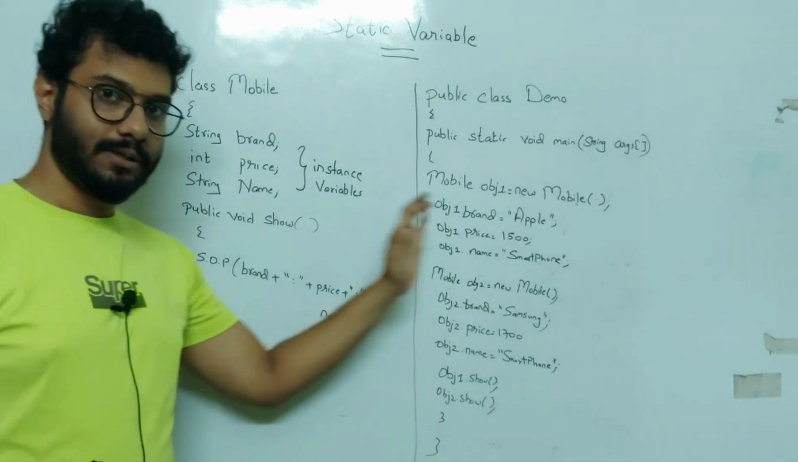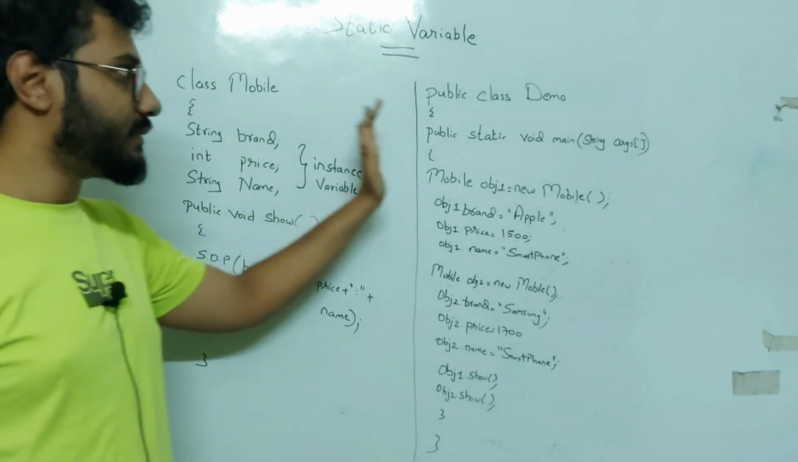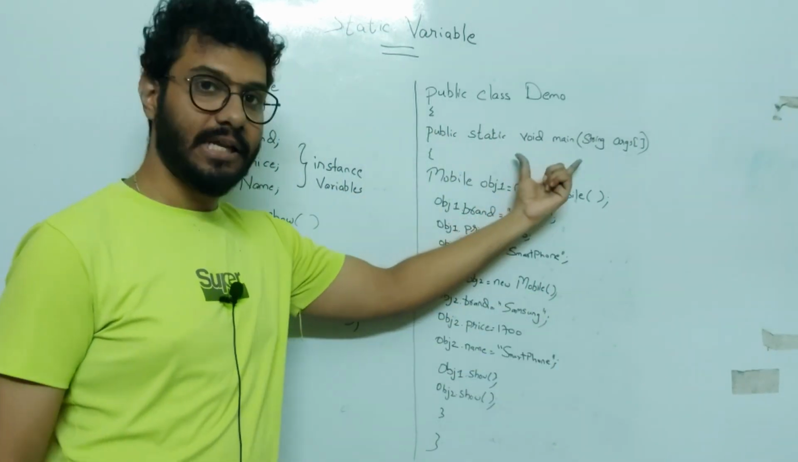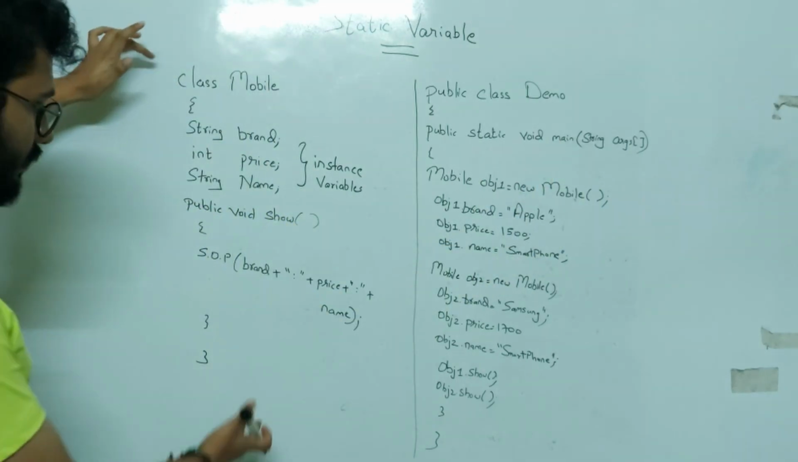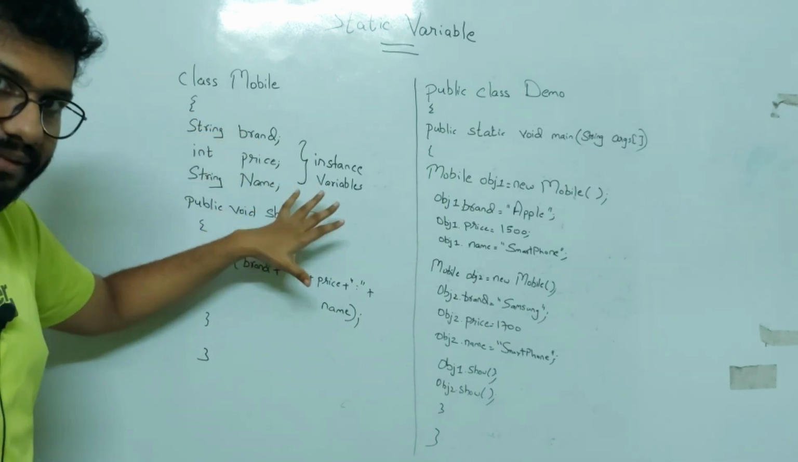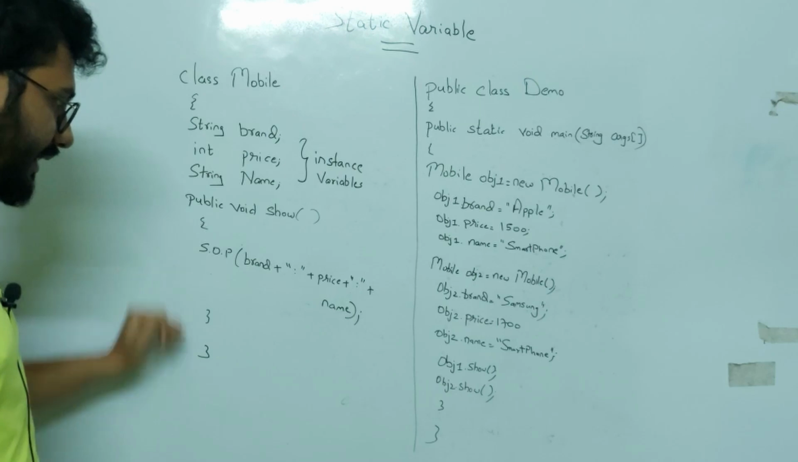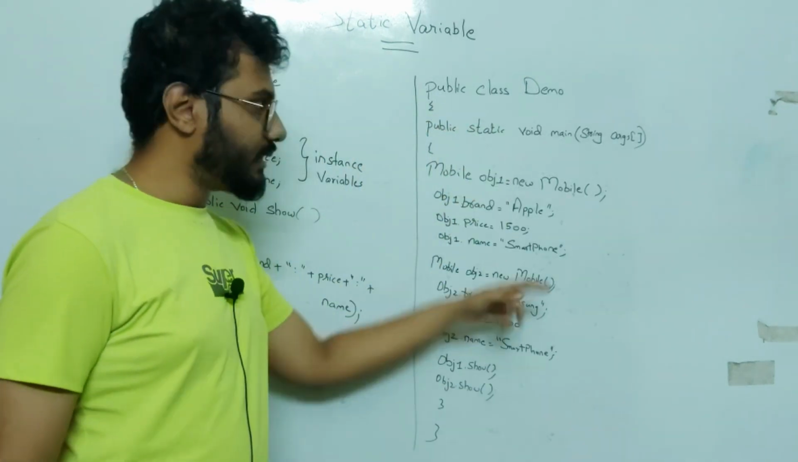So what is a static variable? We'll see through an example. Here we have a class named Mobile, and this is the public class Demo which contains the main method. Coming to this class, here we have three instance variables and a method named show. Now this class ends here, and we have a Demo class containing the main method.